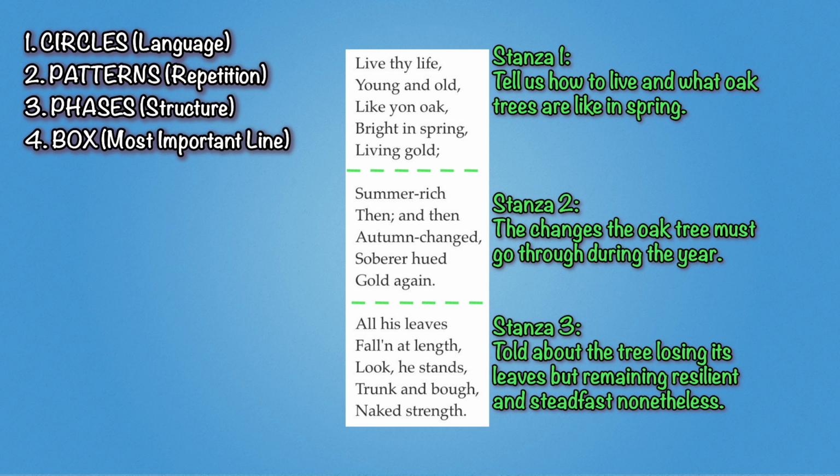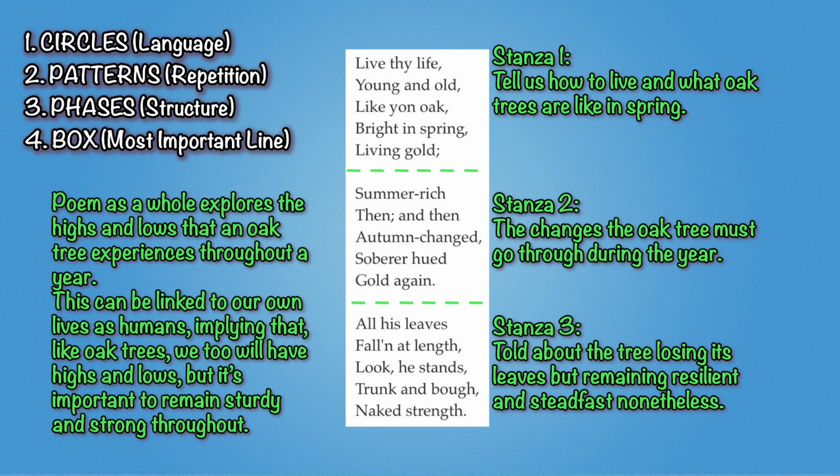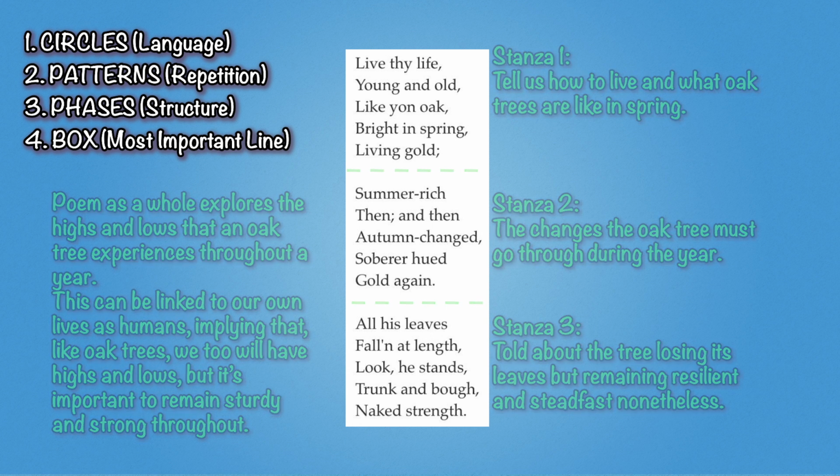Yet, it remains strong. So, from this, we can see that the poem as a whole deals with a yearly cycle of an oak tree's life, positively telling us how it deals with changes and remains strong in the most challenging months, which again can be linked to the message of the poem and the way in which the speaker thinks we should live our own lives.